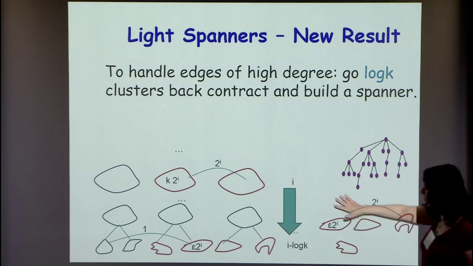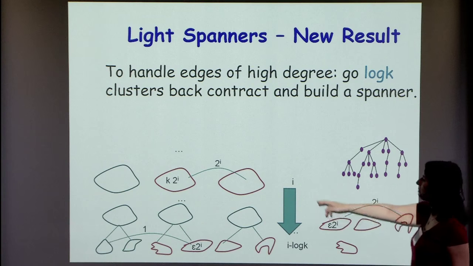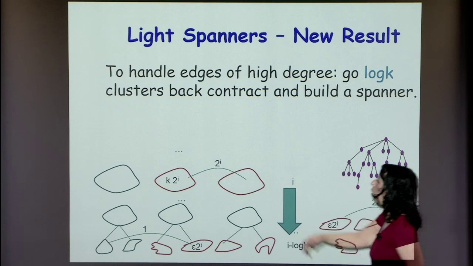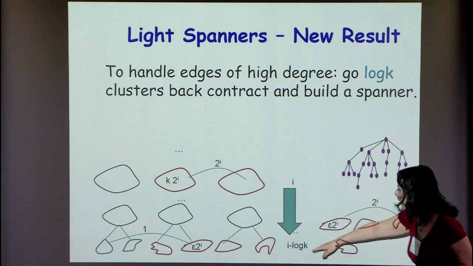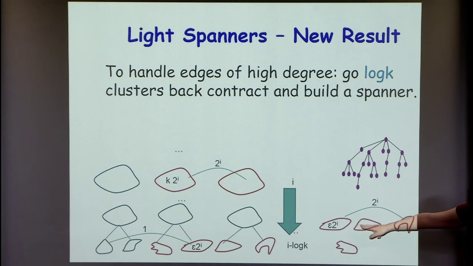Okay, so I will go roughly log k levels back, such that if I want to satisfy edges of weight 2 to the i, I will go back enough levels so the diameter is epsilon times 2 to the i.